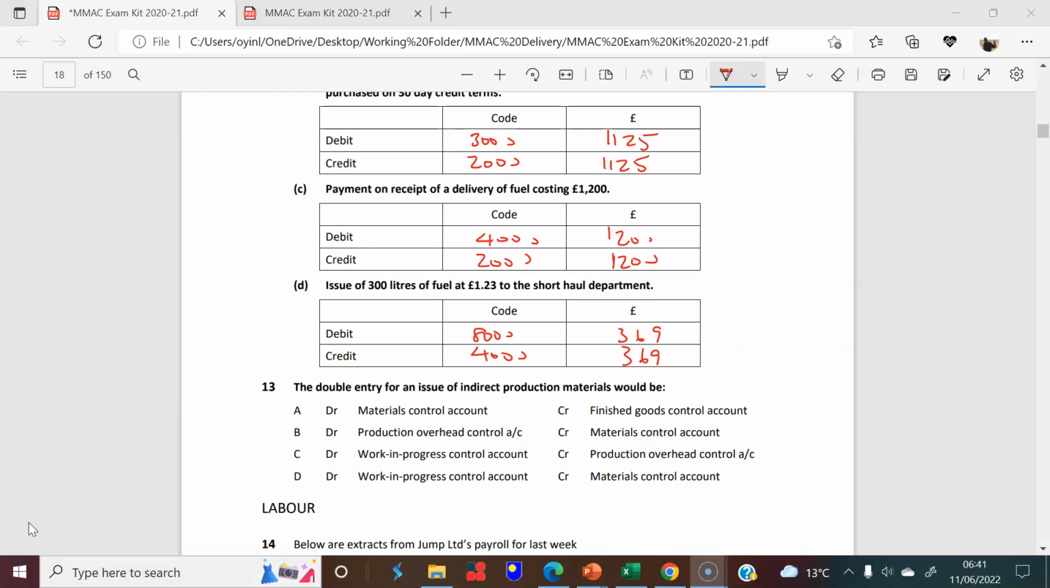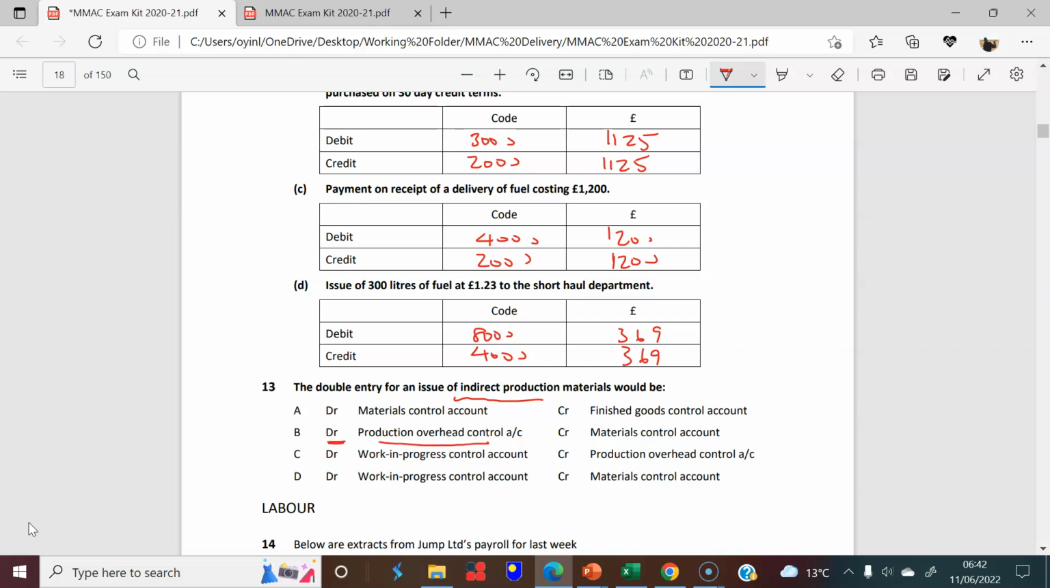Conclude this video with question 13. This says the double entry for an issue of indirect production materials. We need indirect production materials. That's what an issue means. What happens? So if you look at this, what they're really telling you here is that you're dealing with production overheads. How do we record that happening? Production overheads. So in effect, really, debiting the production overheads is the best answer here.